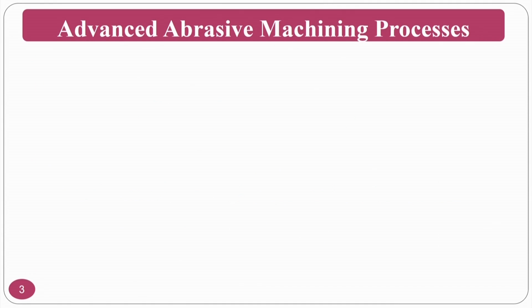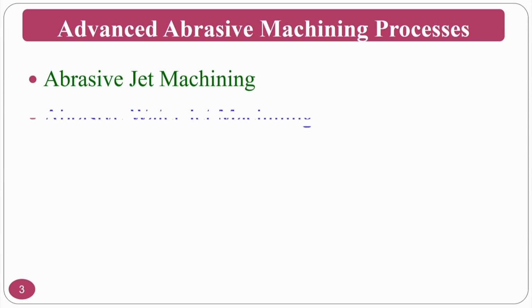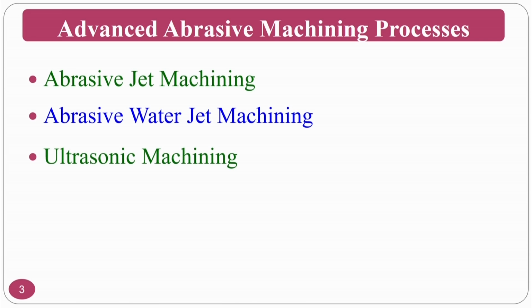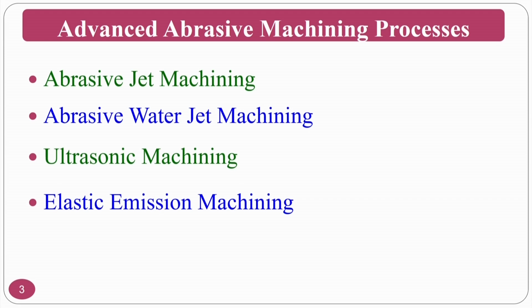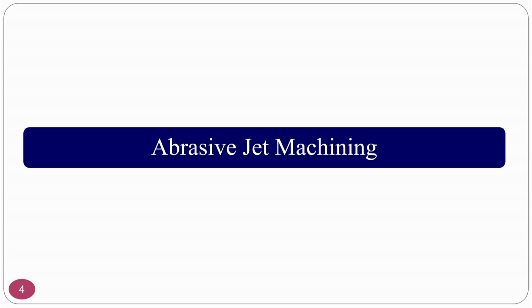The advanced abrasive machining processes that we are going to study in this section of the course are abrasive jet machining, abrasive water jet machining, ultrasonic machining and elastic emission machining. These are the mechanical processes where abrasives are used. There are a few other processes, but these are the predominantly used abrasive processes in the spectrum of advanced machining processes. We move on to abrasive jet machining.